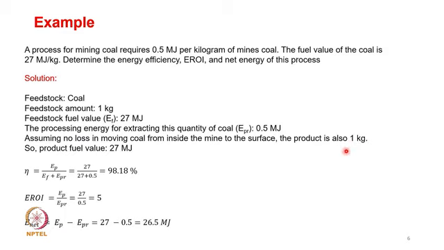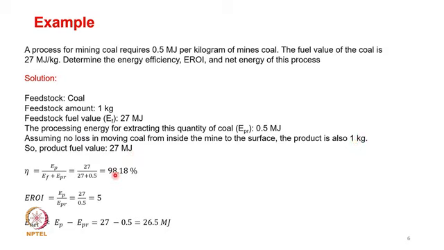So let's assume no loss in moving the coal from inside of a mine to the surface. The product will also be 1 kilogram. So whatever you unearth inside the mine and bring out is the same thing. So the product value will also be 27 MJ.